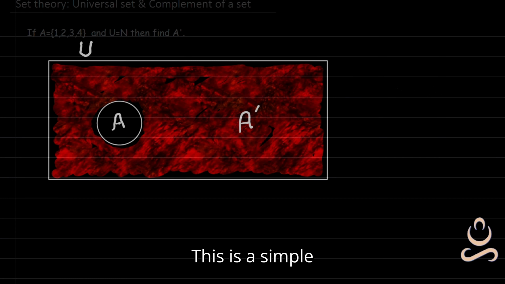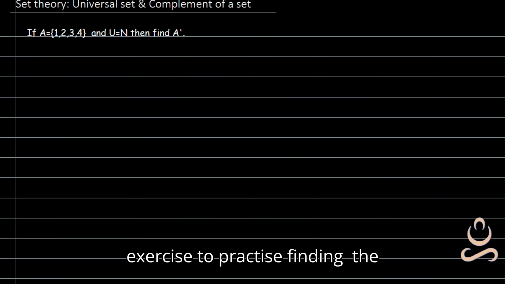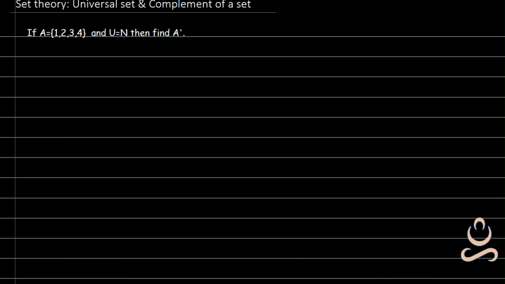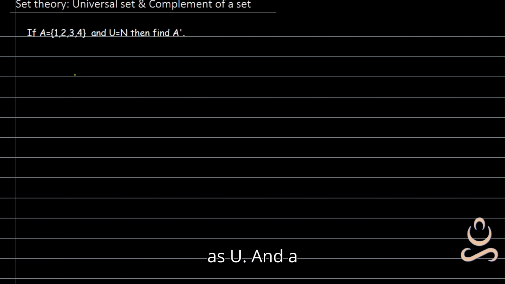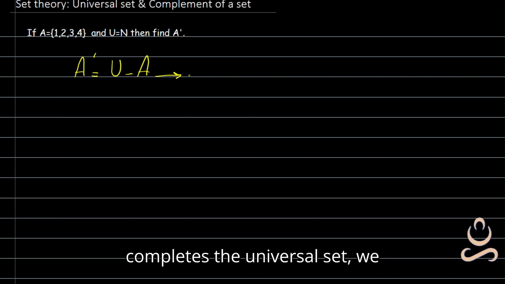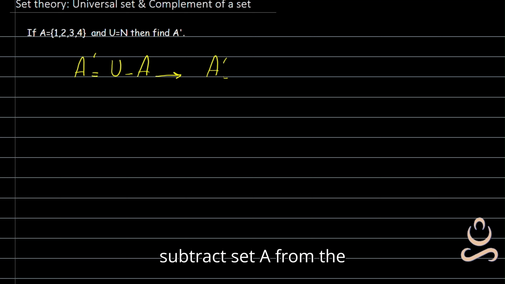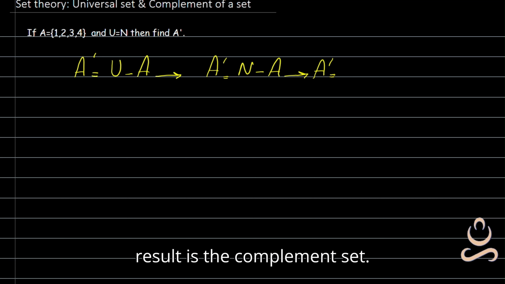This is a simple exercise to practice finding the complement of a set. We have a universal set denoted as U and a set presented as A. To find the set that completes the universal set, we subtract set A from the universal set, and the result is the complement set.